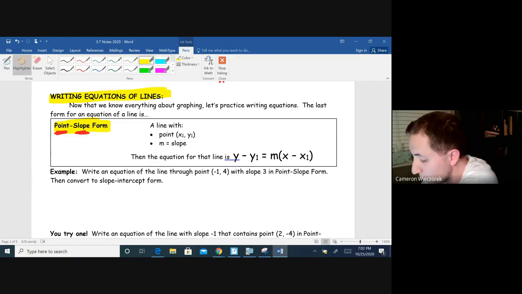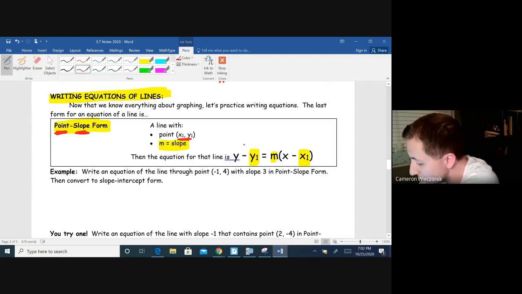The equation for point slope form is y minus y1 equals m times x minus x1. M is still your slope. That hasn't changed. But what has changed is you don't see a plus b anymore. Instead, we have this point that the line passes through, x1, y1. And those numbers would be substituted where you see them in the equation.